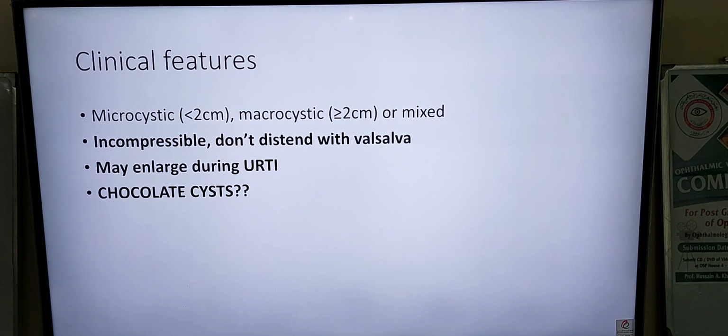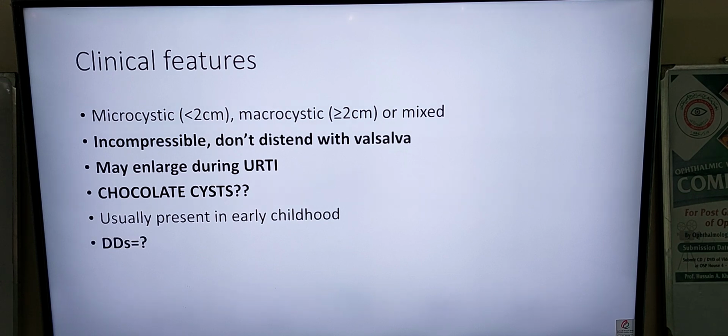These are usually isolated from the systemic circulation, but sometimes an intralesional bleed may occur, which may organize itself into the form of chocolate cysts, and they resolve with time. These lesions usually present in early childhood.